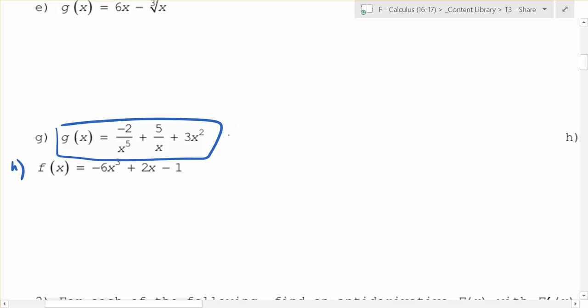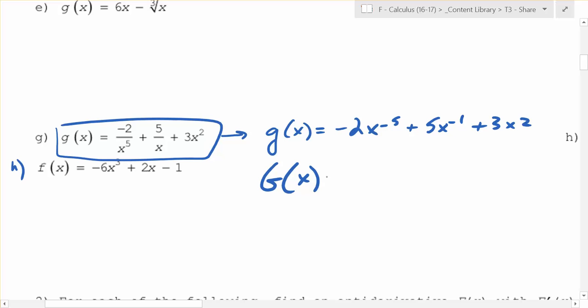Rewrite the equation. Can you tell me what that rewrite's going to be? G of x is going to be what, Lindsay? Yes. Plus 3x, right? Exactly. Rewrite it first. Now when you find capital G, so you're integrating it, it's going to be negative 2 over what? Negative 6. Nope. No, negative 4.